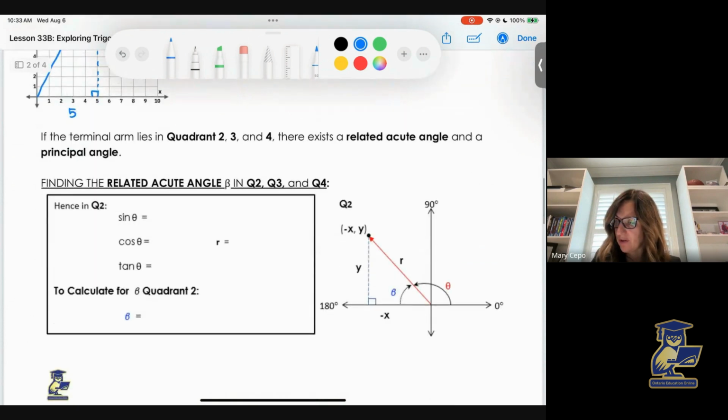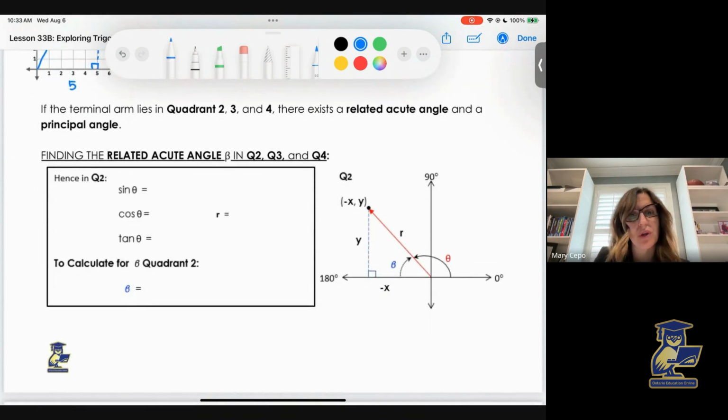So if the terminal arm lies in quadrants 2, 3, and 4, there exists a related acute angle and a principal angle. The principal angle, as you look in the diagram to the right, is that red angle, and that beta angle is your related acute angle, or they often call it the reference angle. So finding the related acute angle beta in quadrants 2, 3, and 4, let's start with quadrant 2. What we want to remember is because we're using the coordinates now, depending on what quadrant we are in, those coordinates will be impacted, whether they're going to be positive or negative.